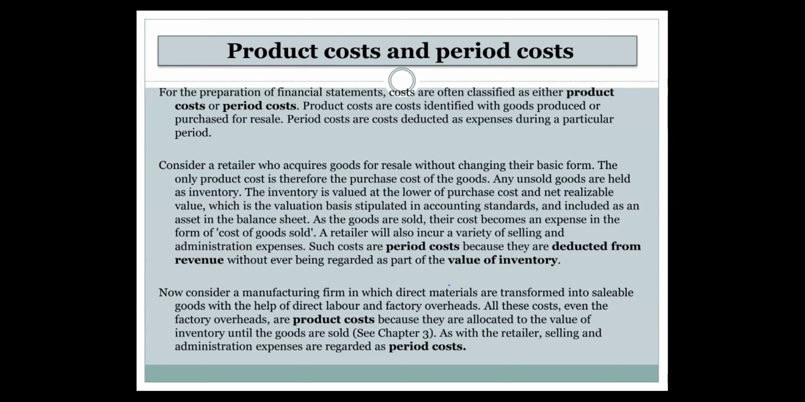So now consider a manufacturing firm in which direct materials are transformed into saleable goods with the help of direct labor and factory overhead. All these costs, even factory overheads, are product cost.